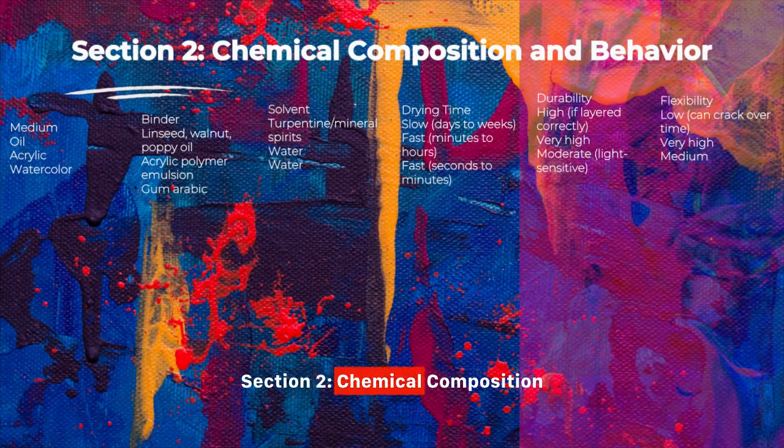Section 2. Chemical composition and behavior of each medium. Here we are going to be using binder, solvent, drying time, durability, flexibility in our table. 1. Oil: linseed, walnut, poppy oil, turpentine, mineral spirit; slow, days to weeks; high if layered correctly; low, can crack over time. 2. Acrylic: polymer emulsion, water; fast, minutes to hours; very high. 3. Watercolor: gum Arabic, water; fast, seconds to minutes; moderate, light sensitive.